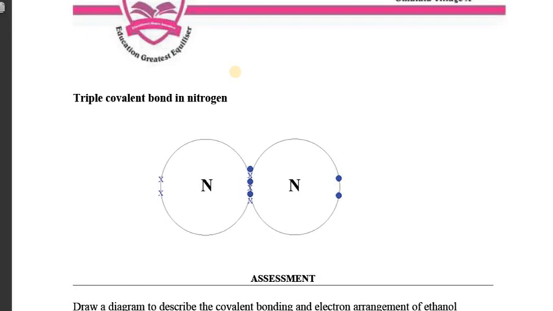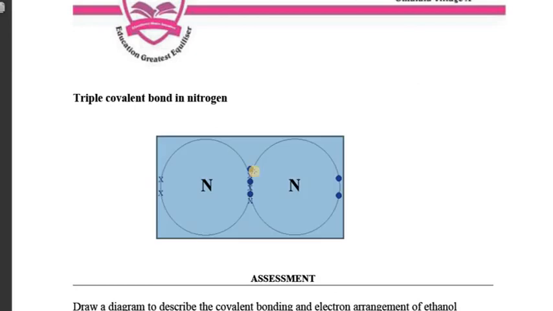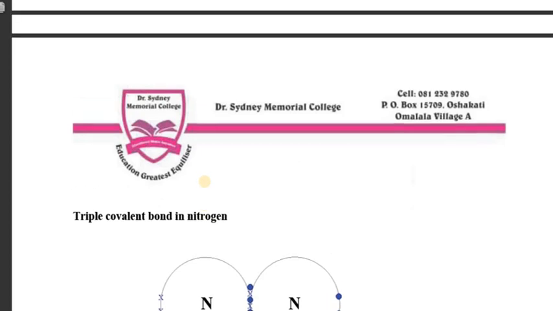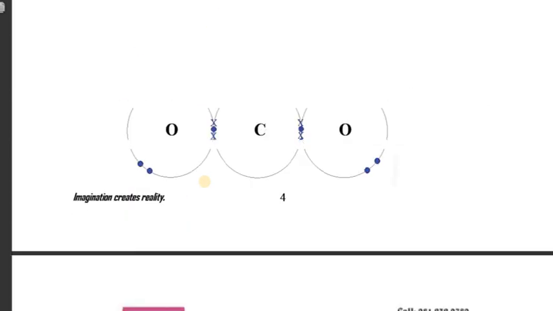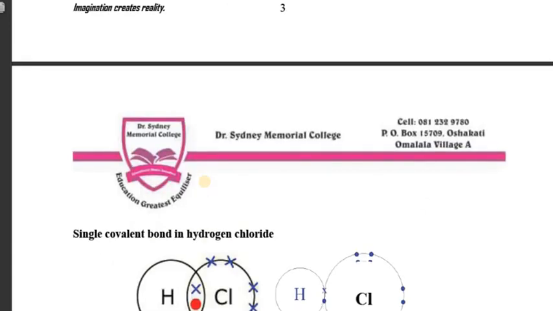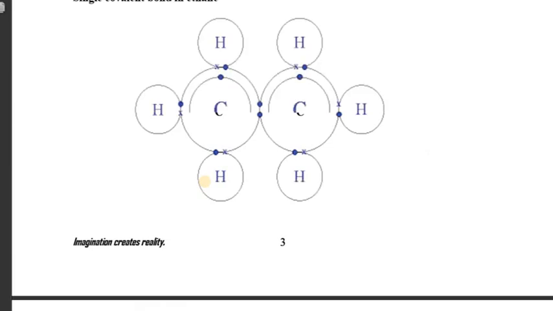So, triple covalent bond in nitrogen. If you look at this one, you will find a dot, cross, dot, cross, dot, cross, and if you count them, there are 6. Then if you count all the electrons in the nitrogen on the left and the one on the right, they should always add up to 8, to show that they have attained the full outer shell which they want.